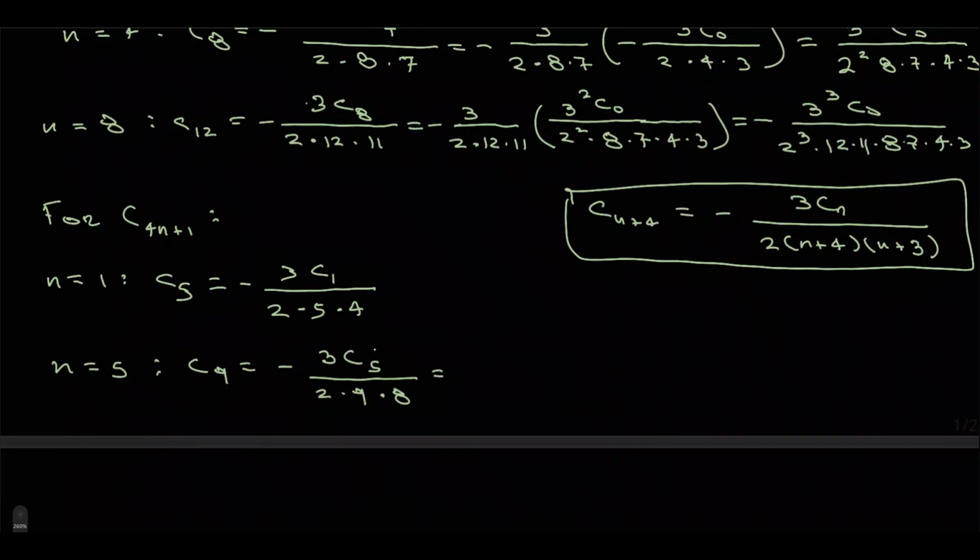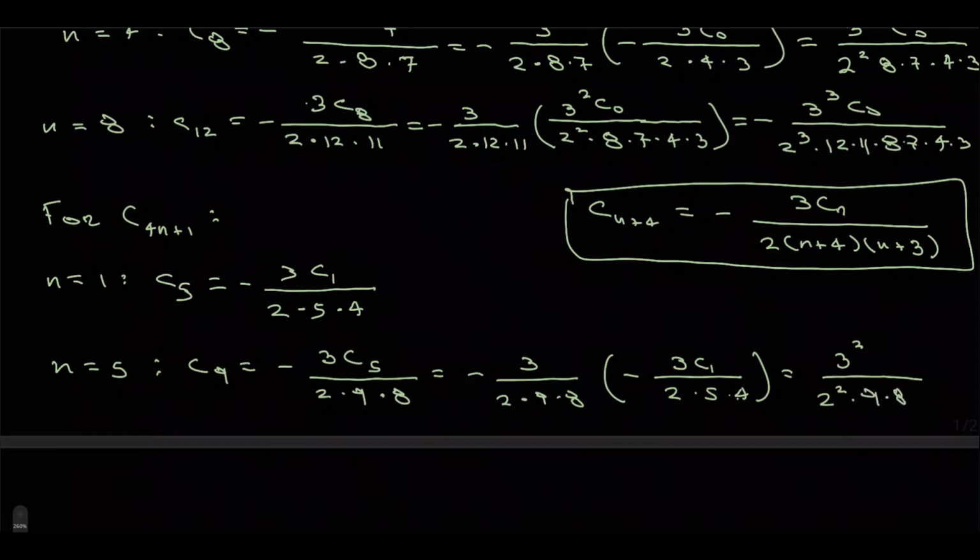So you might replace c sub 5 with the previous coefficient, that is negative 3 over 2 times 9 times 8 times negative 3 c sub 1 divided by 2 times 5 times 4, which reduces to 3 times 3, not 9. Call it 3 squared. And the negative is positive. And 2 times 2, that's also a 2 squared. 9 times 8, and 5 times 4. All right.